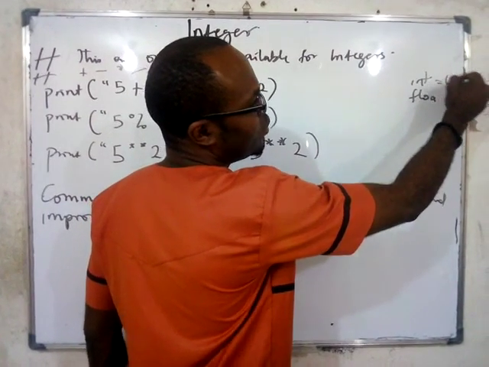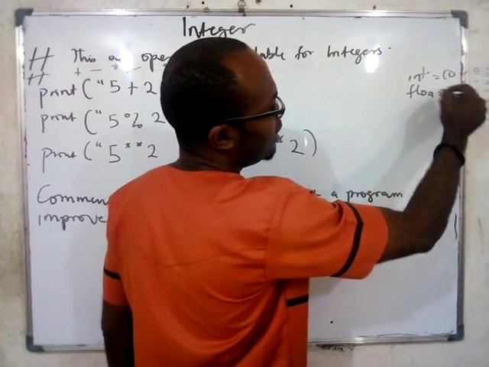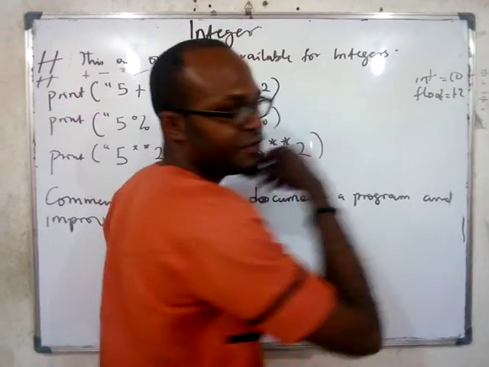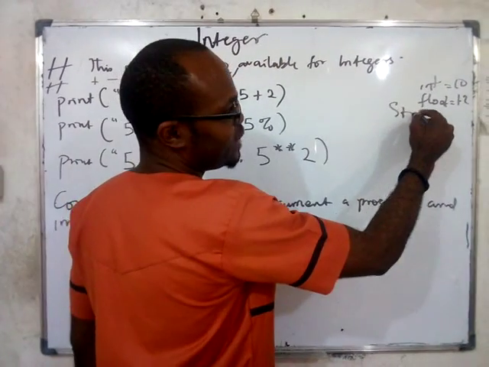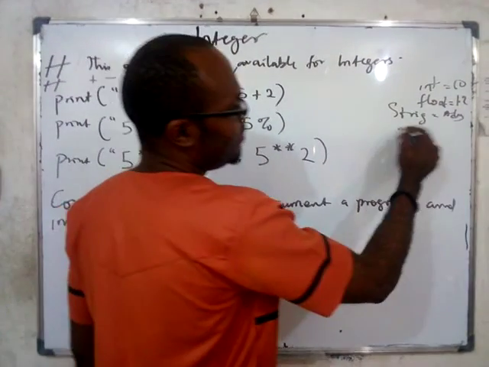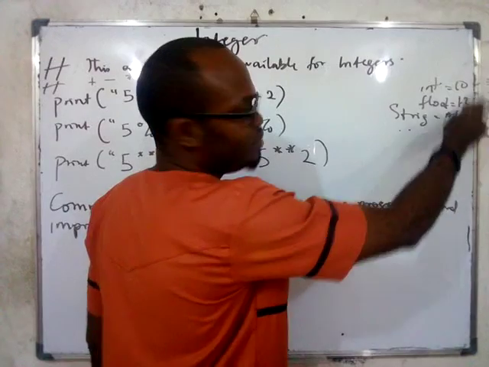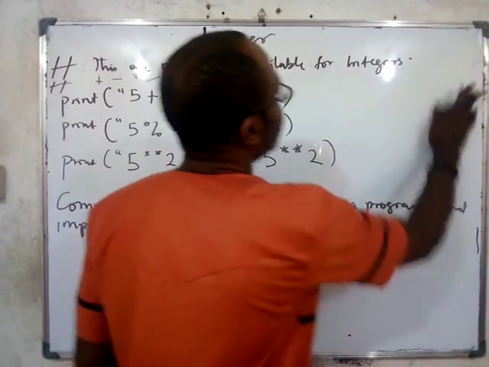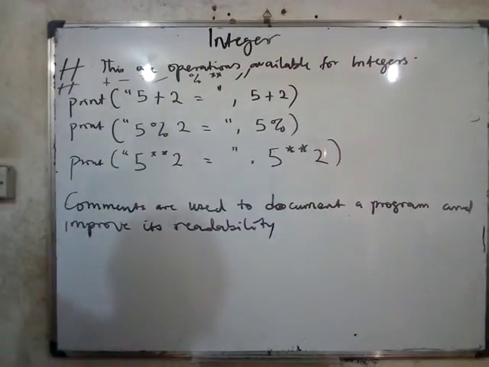Integer is when you have a whole number like 10. When you have a decimal number like 1.2, we call it float. We also have string, is it not? When we have something like ada, depending on the value of the variable, you know the type. So we are going to start with the most basic one, which is int.